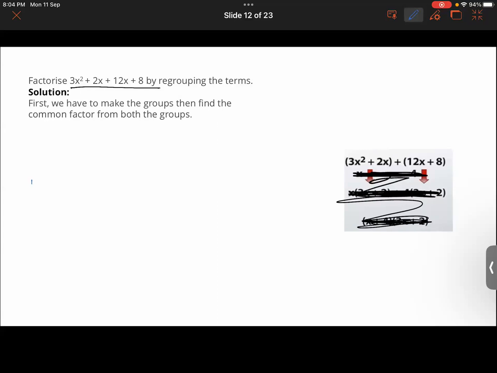After we are done solving this question, you will be solving one more question: x square plus xy plus 8x plus 8y. This one is very easy. In fact, even if you were not to regroup the terms here, it can still be solved. It can be solved without regrouping the terms.